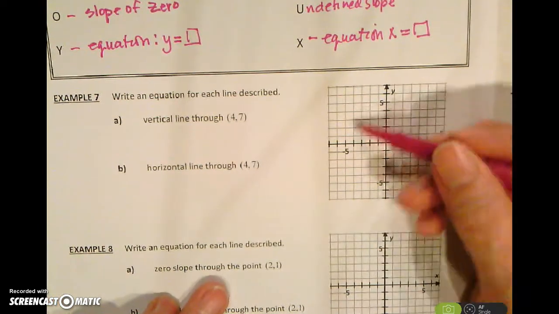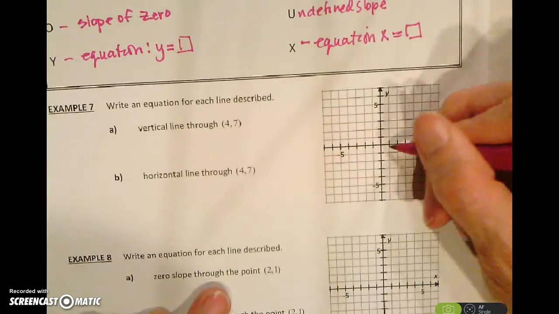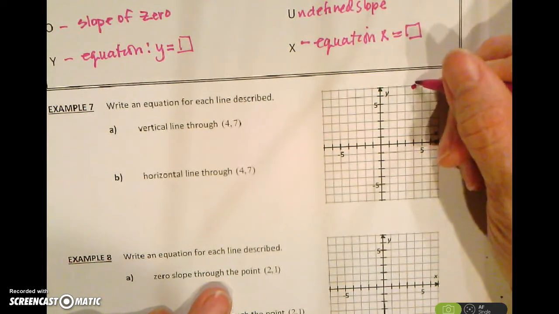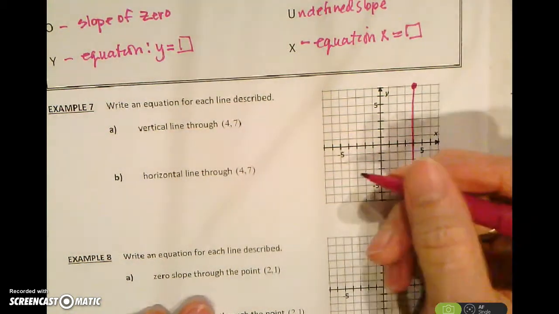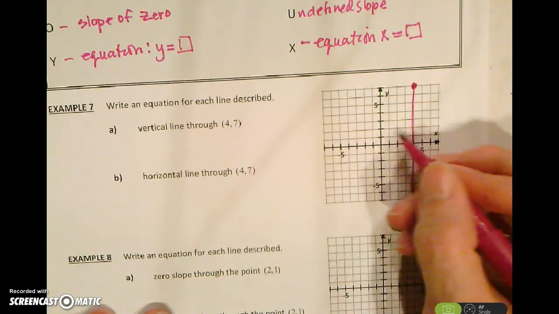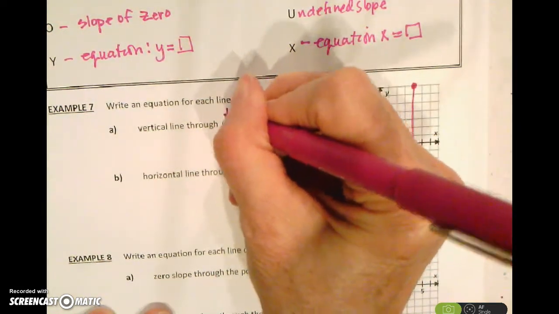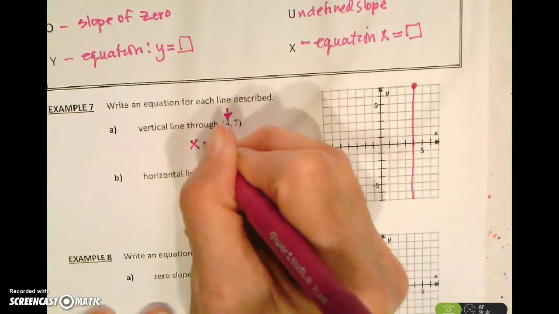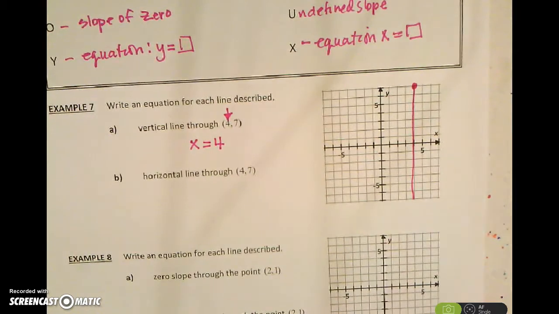So I think sometimes it helps to kind of picture it. So this is a vertical line through the point (4, 7). So 1, 2, 3, 4, 1, 2, 3, 4, 5, 6, 7. It's a vertical line, so it's going to be looking this way. So I want to write an equation so you can see that all the x-coordinates are all 4. So it's the same as whatever this x is right here. So the vertical line through (4, 7) is going to have an equation of x is equal to 4. Undefined slope. Didn't ask for that, but that was a little extra.